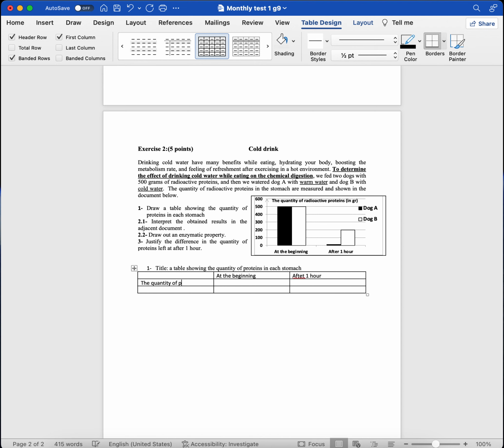the quantity of proteins in the stomach of dog A. Of course you have to write the unit, don't forget to write the unit. Here in dog B. At the beginning it was 500 and for this one it was 500. This one becomes 0, this one becomes 200.